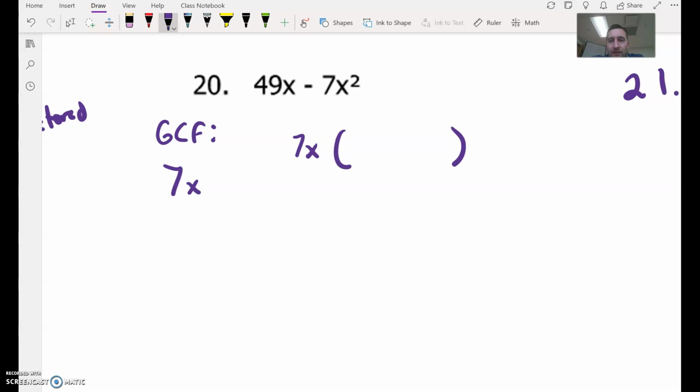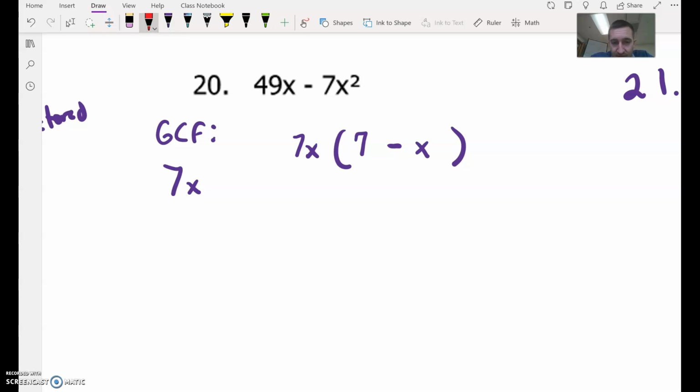And then I have to think, what's going to go in the parentheses now? What would I need to multiply 7x by to get to 49x? Well, that would be a 7. Let's test it. What's 7x times 7? That's 49x. Yep, that's correct. And then I put my subtraction sign. And then what would I need to multiply 7x by to get to 7x squared? Well, that would need another x.